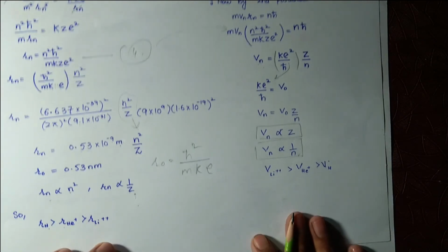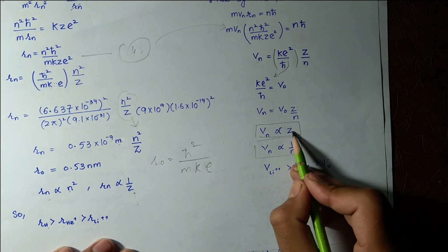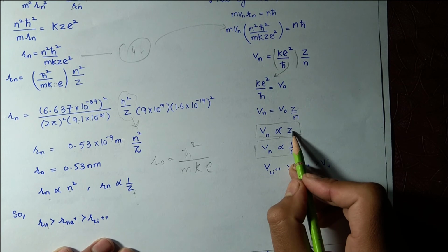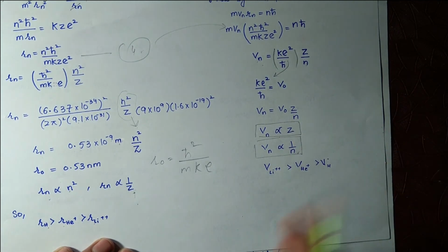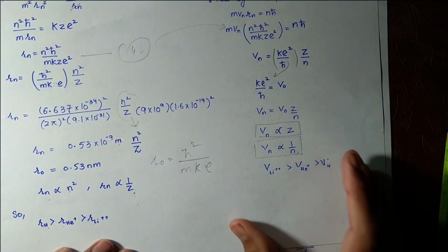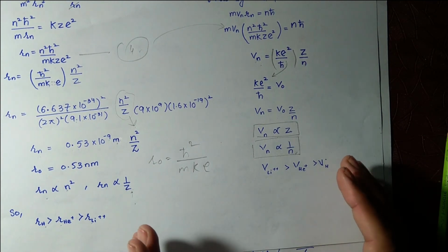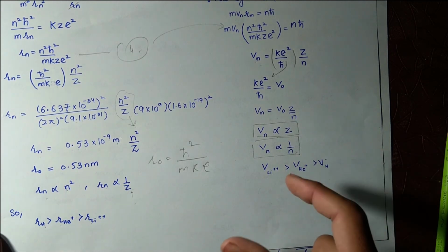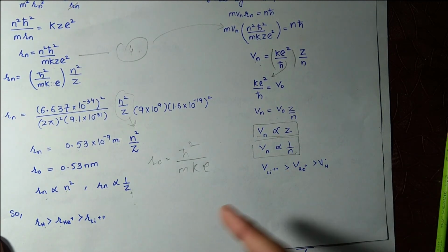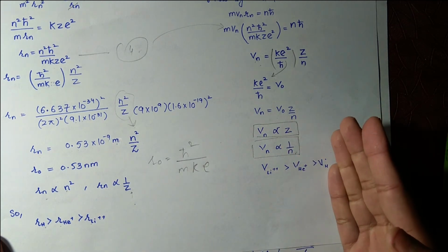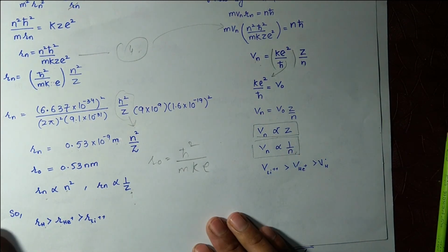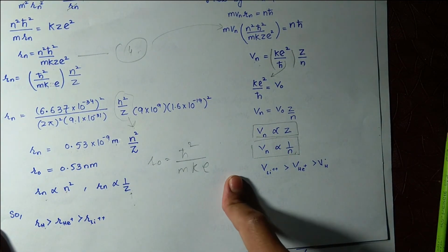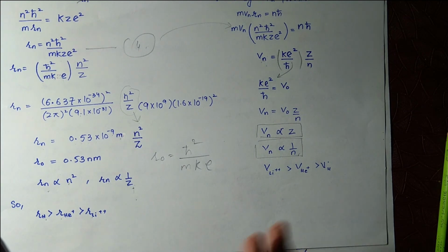So we can say that as z increases, the number of protons increases, and then its velocity increases. This is the main thing that we have to understand. We will use it in the quantization of energy. We say that as the radius decreases, the velocity increases, and many other things will change.